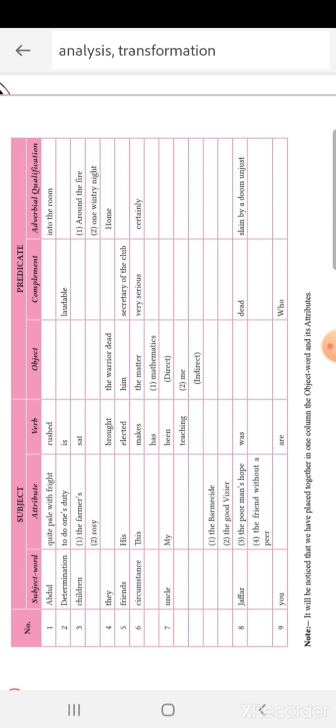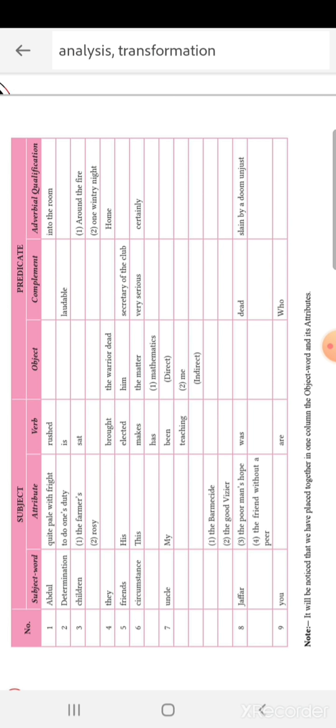Why is it a complement? Because it is qualifying the subject, determination to do one's duty. What is laudable? Laudable means appreciable. What is appreciable? Appreciable is actually determination to do one's duty. And you can notice that this complement is coming right after the state verb. I told you that subject complements usually come right after the state verb.